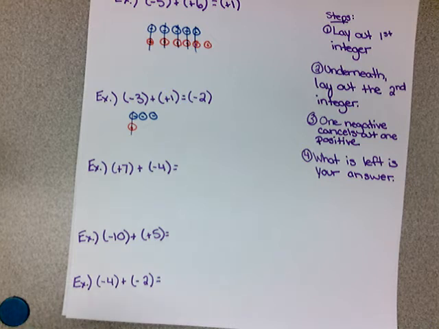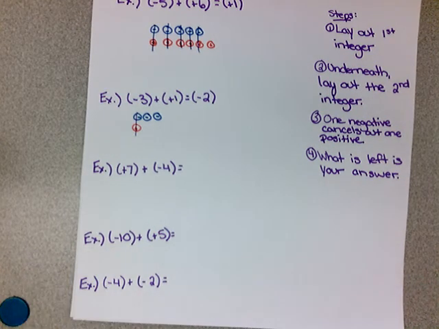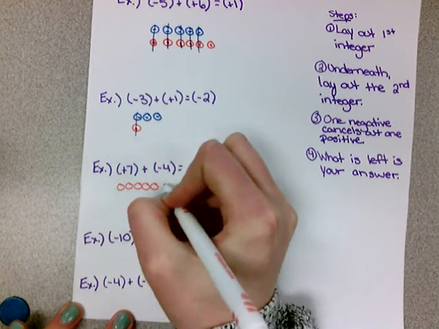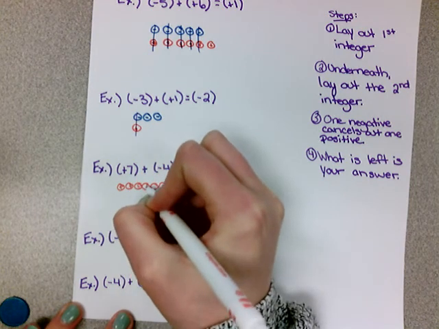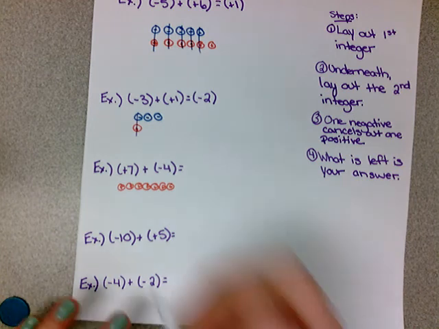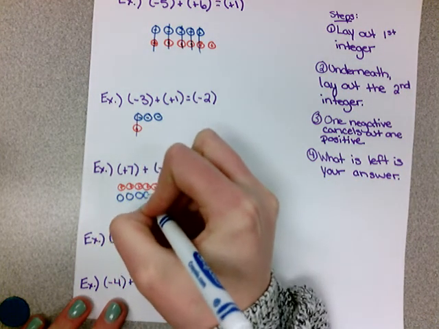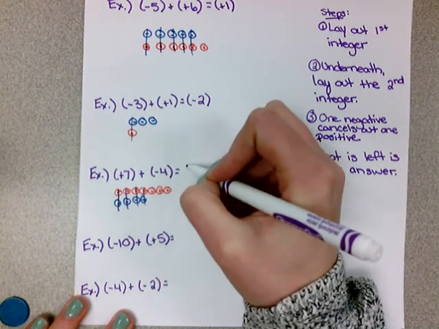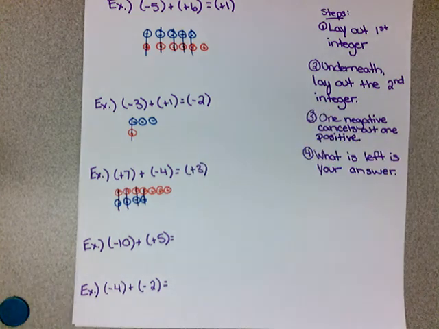All right, it looks like you've done some good work, I hope. Let's go through these. So +7 plus -4. We're going to have 7 positive counters, and we're adding in 4 negatives. Those cancel each other out, and we are left with +3. So hopefully you got +3 there as your answer. If you didn't, try and figure out where you went wrong.